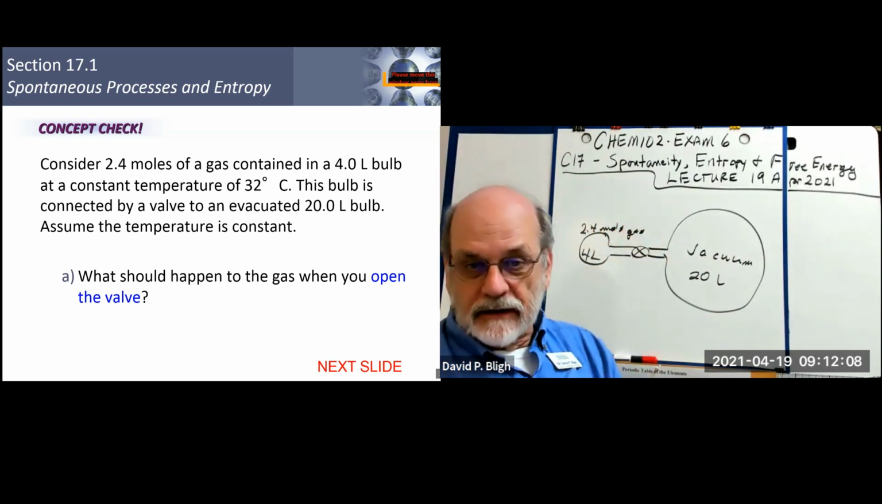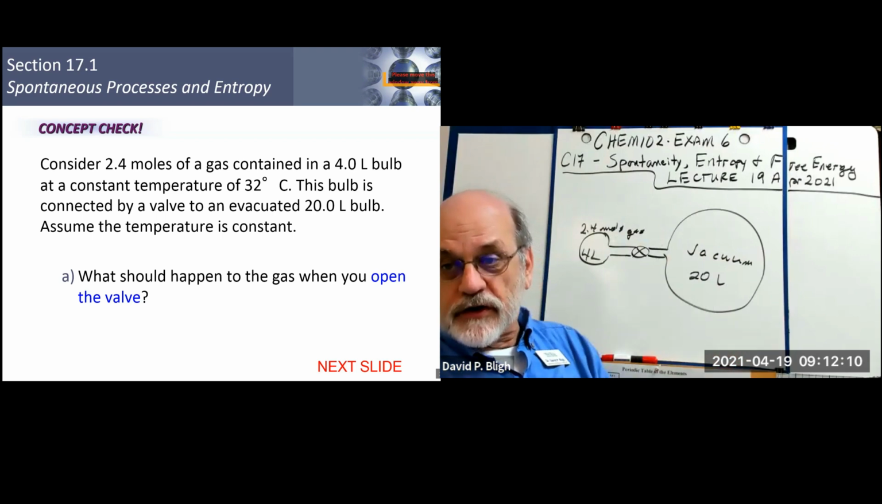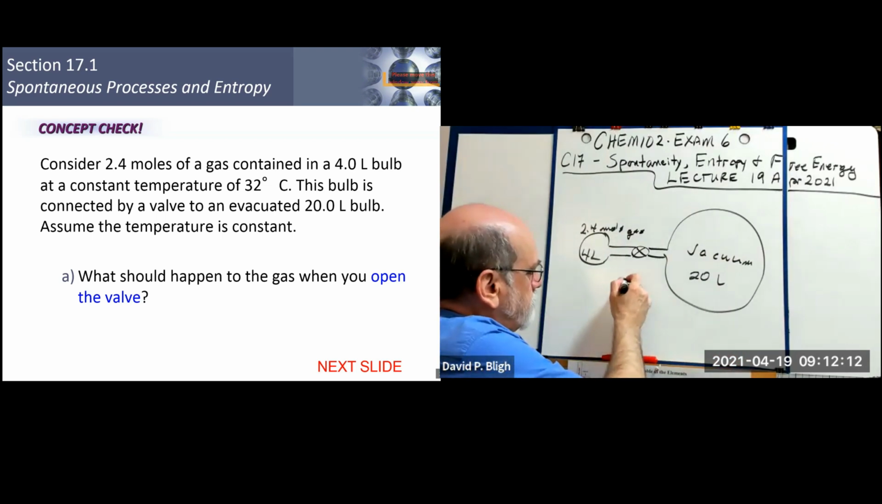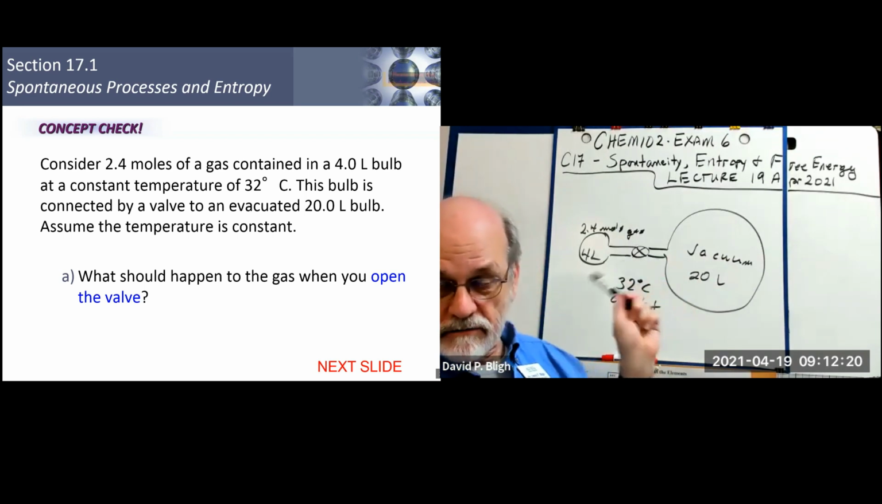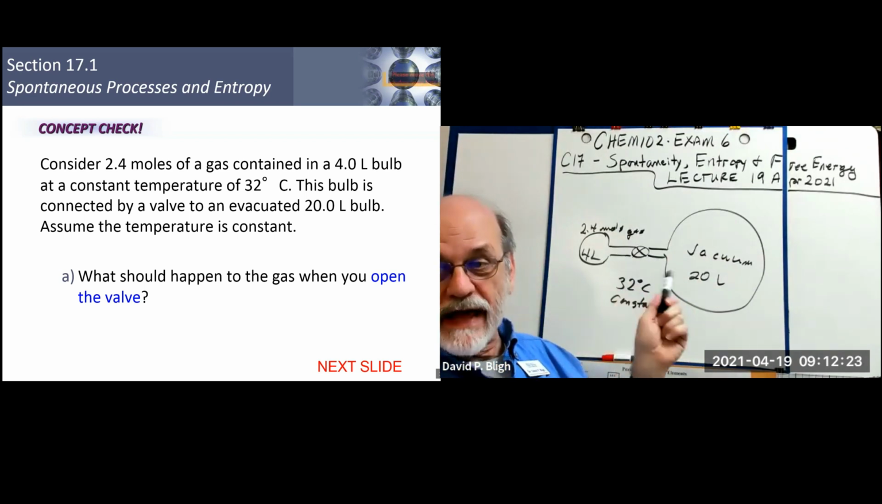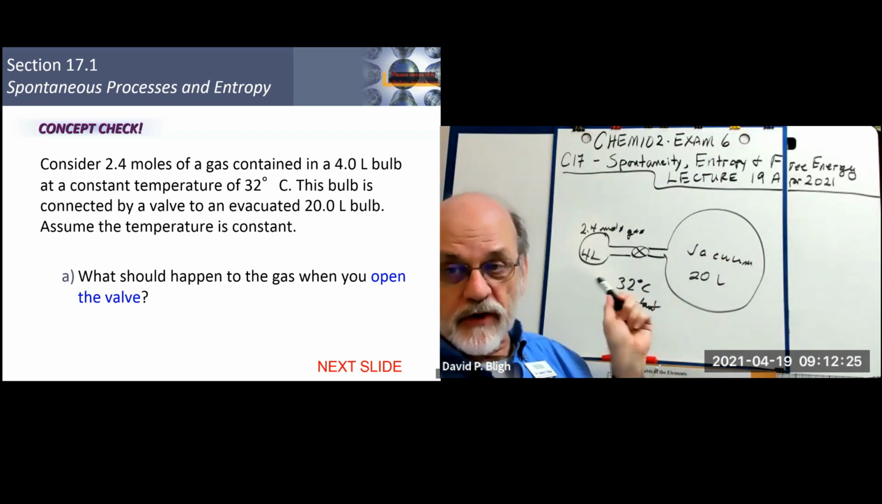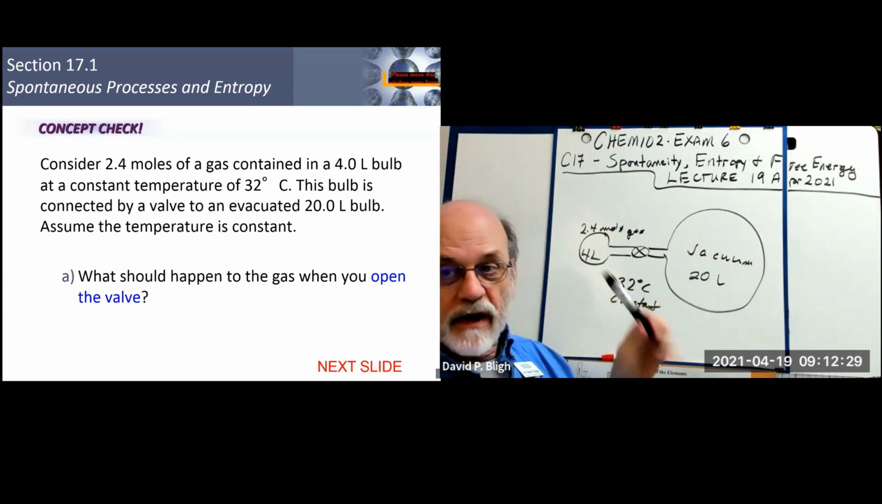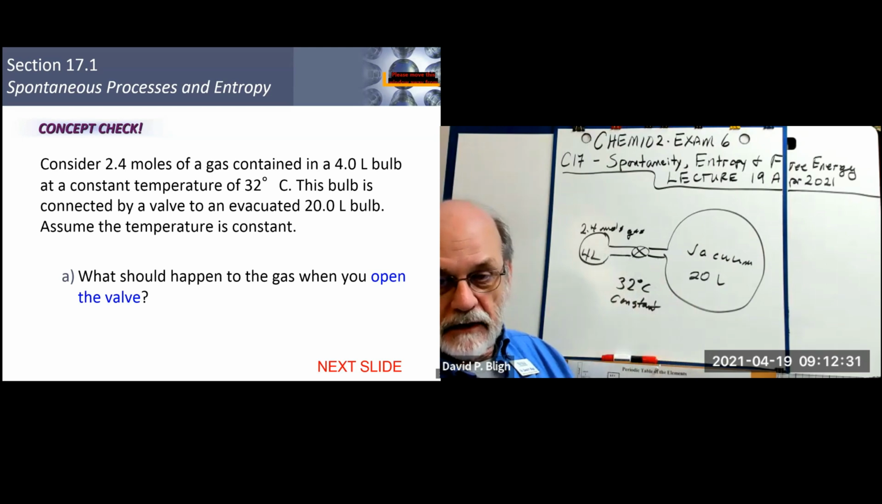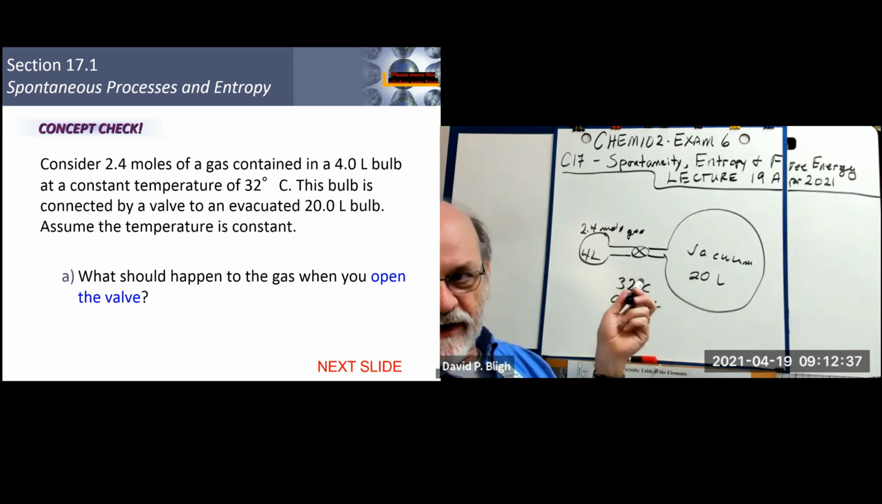Okay? And the temperature is 32 degrees. Constant. So no matter what the reaction does, we have constructed this experiment so that the temperature will be maintained at 32 degrees no matter what happens. So what are we going to do? Well, we're going to open the valve, of course. I mean, we're not just going to let it sit there.